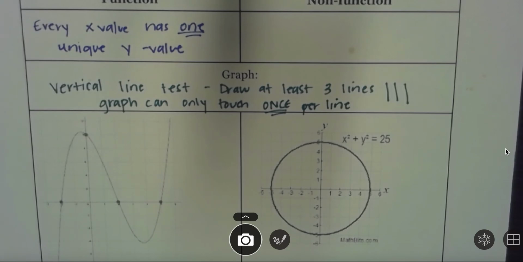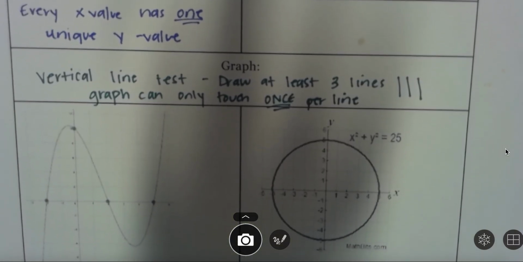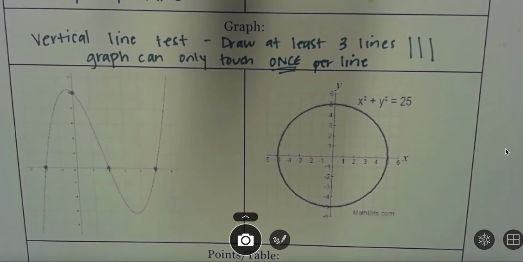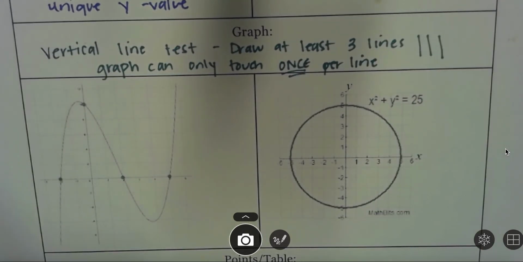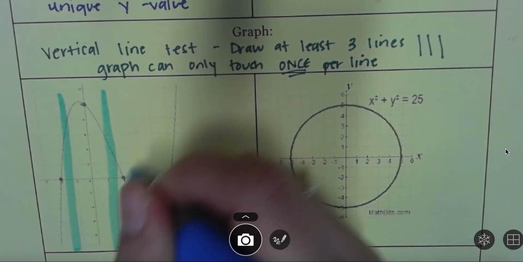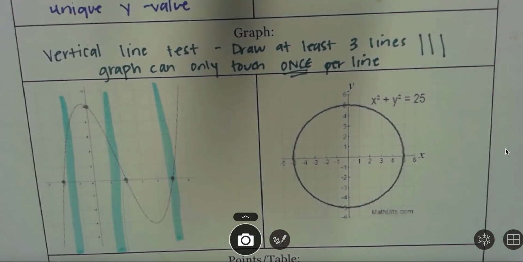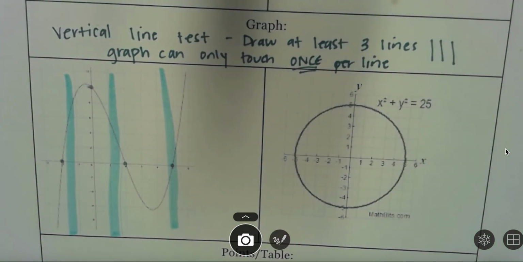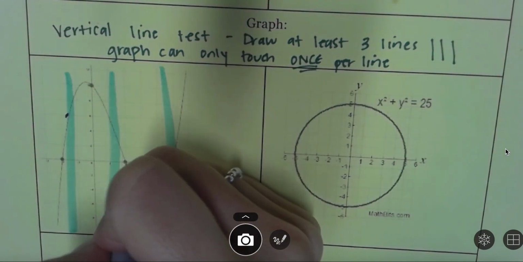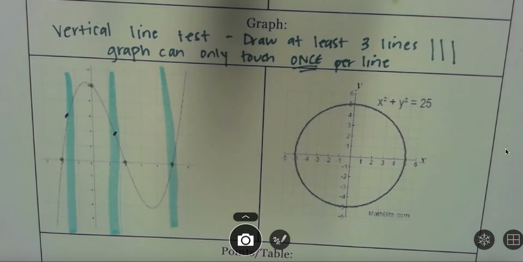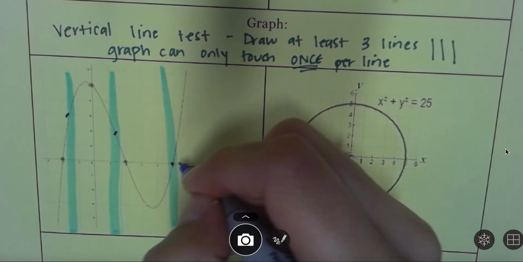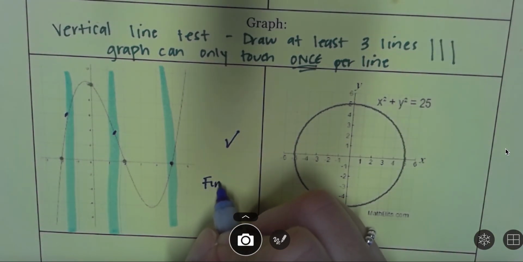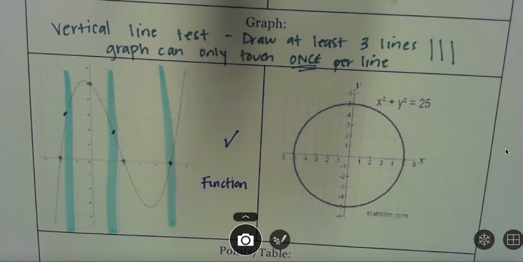So let's do some examples over here. So remember, you can always pause the video if you want to keep writing this down. Okay, so let's draw some lines over here. There's 1, there's 2, and there's 3. So on this right here, this vertical line, it only touches this blue vertical line once, touches this vertical line only once. It touches this vertical line only once. So that would be a function. That would be a function because it passes the vertical line test.